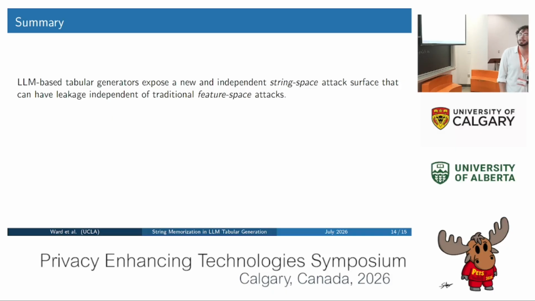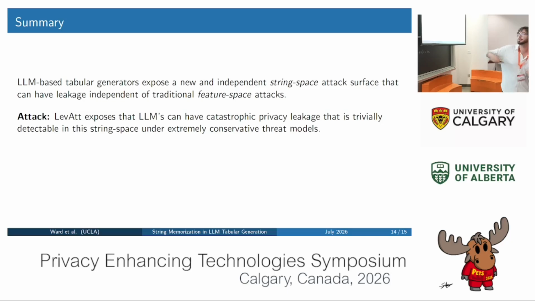So the summary of this is, don't use these models. They are not pets. This work shows that these tabular generators that are based on LLMs, because they represent data differently than all of the other ones, introduce a new and independent string space attack that can have leakage that's very independent of stuff that happens in your Cartesian space. This Levenshtein attack is able to find catastrophic privacy leakage fairly trivially under the most conservative threat model we can possibly imagine.